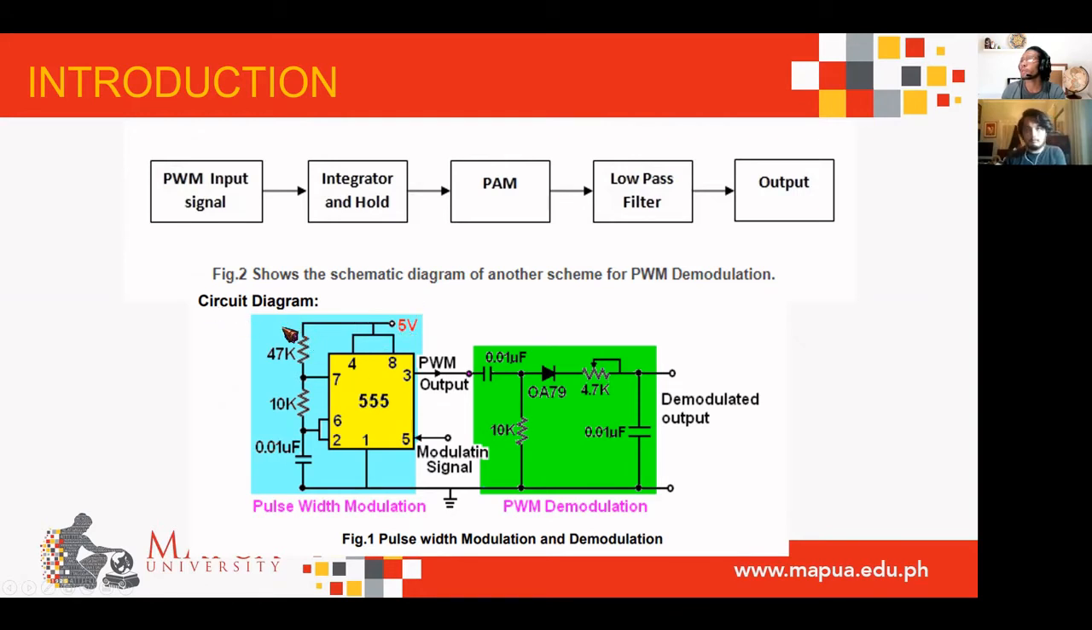For this sample, you can see the circuit diagram where the pulse width modulation circuit uses a 555 timer as the main component, and the output is a PWM output, then fed into the PWM demodulation circuit, which is almost the same as the previous demodulation circuit of the PWM to PPM demodulation technique.